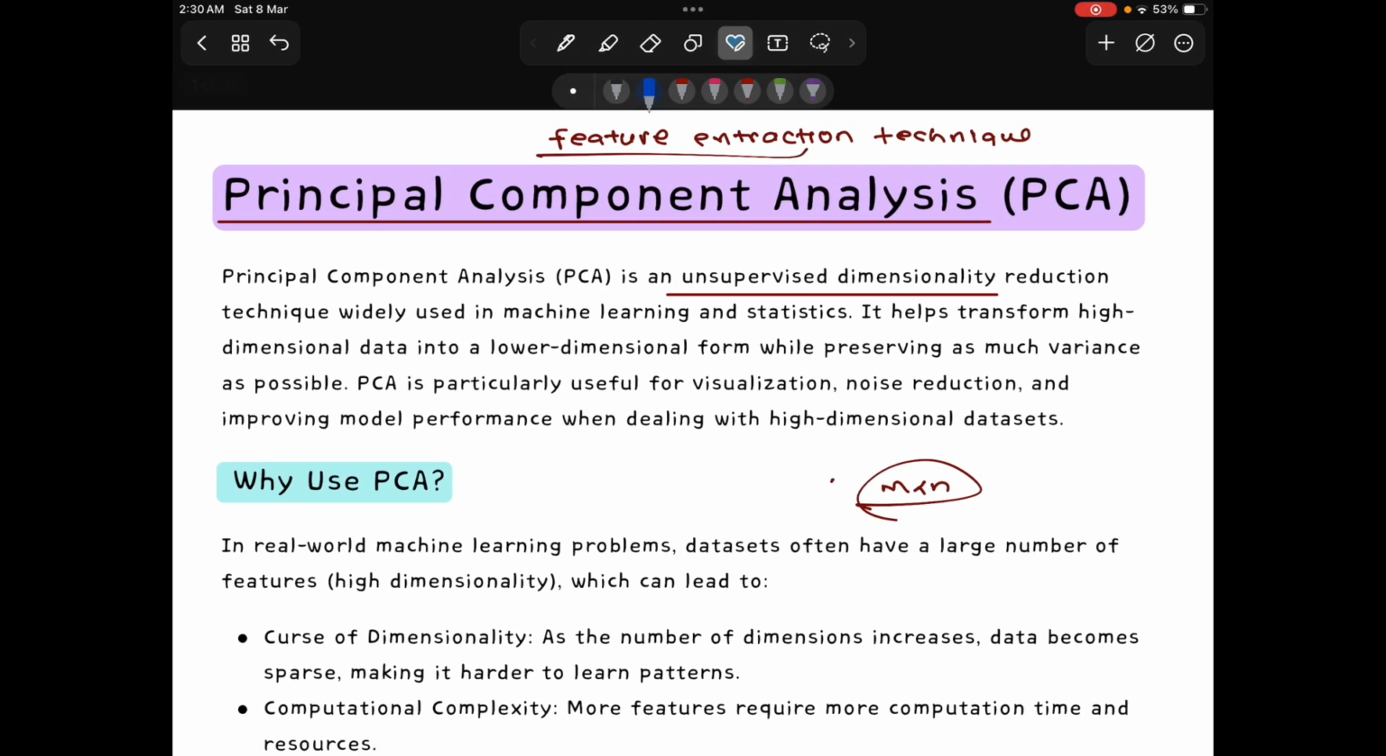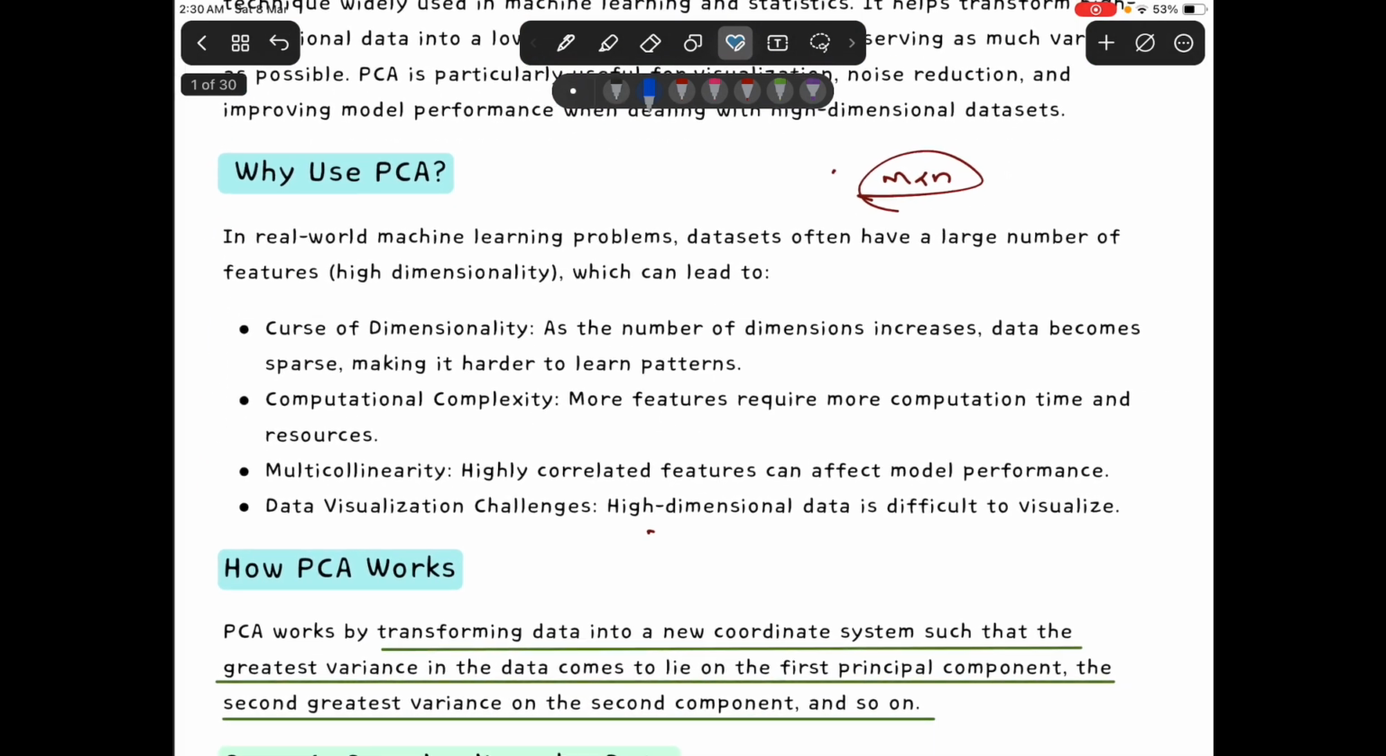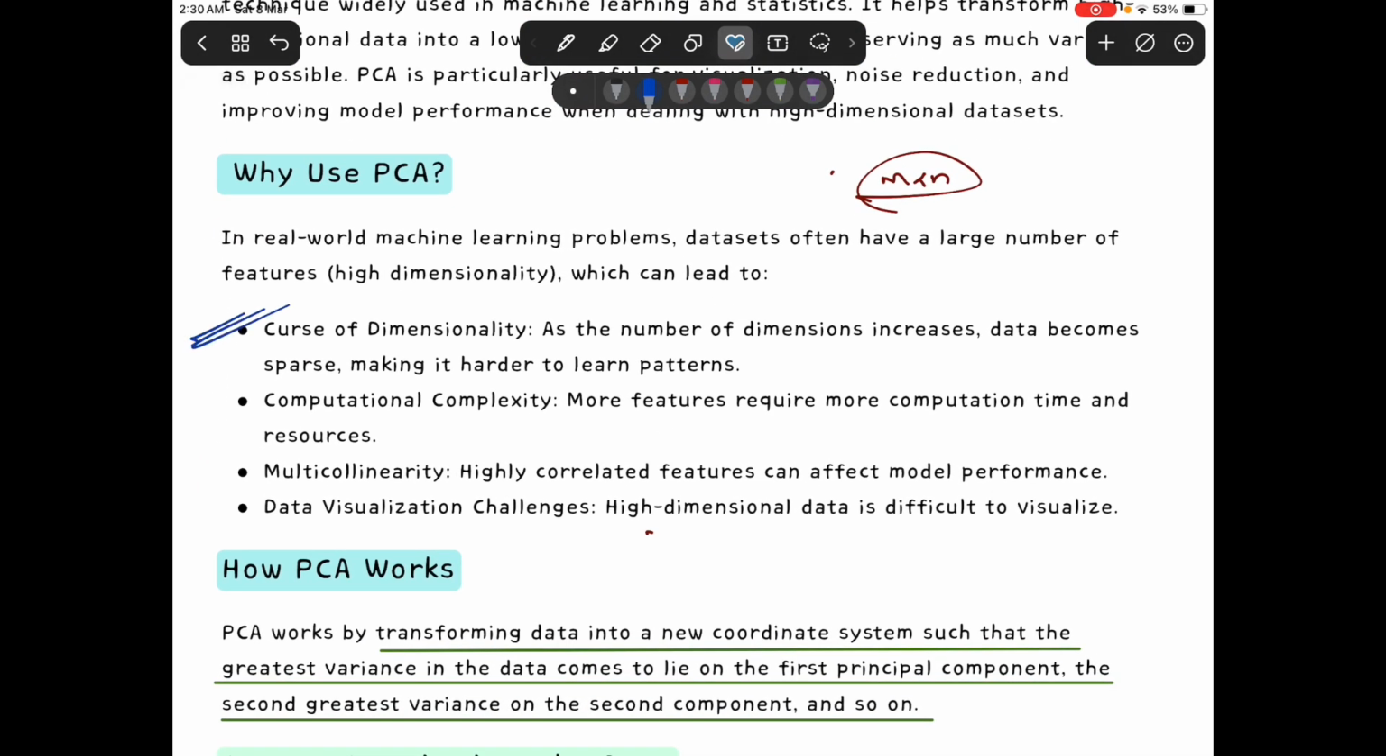There is a term known as the curse of dimensionality. According to the curse of dimensionality, as the number of dimensions increases, data becomes sparse, making it harder to learn patterns. So if we have so many features, then the machine learning model will not understand which features are important for prediction or classification and which are not important. So this is the curse of dimensionality.